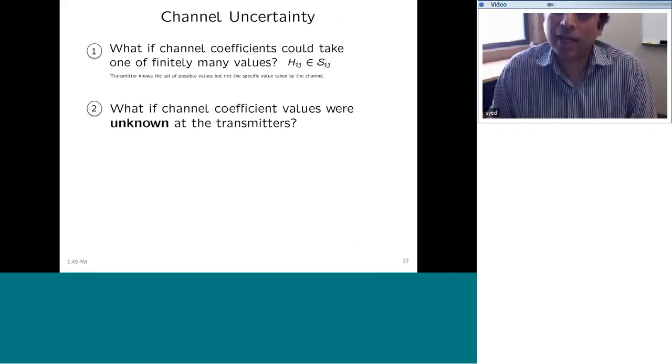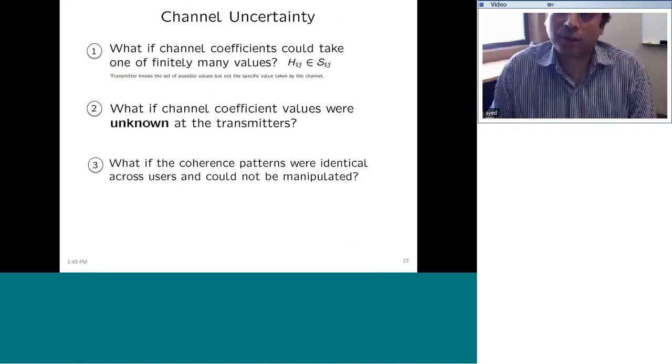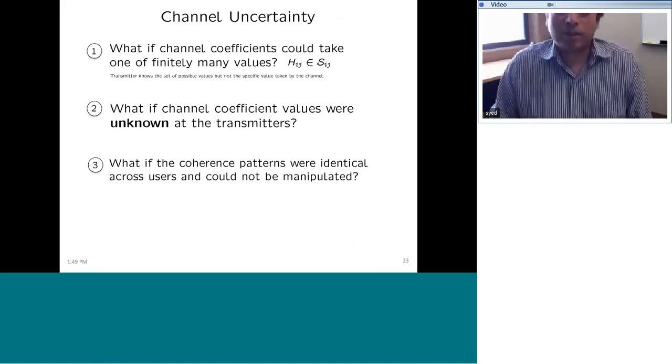So what if we tie our hands even more and say that, well, not only does the transmitter not know the channel coefficient values, but the coherence patterns are identical. Every receiver has the same coherence pattern, and there's no way to manipulate them. You don't have reconfigurable antennas. You cannot do any switching. There's nothing to play with. Can you still achieve interference alignment?